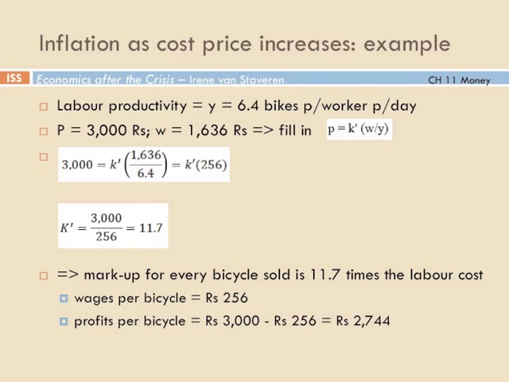The price is a markup, that's a profit rate, over the ratio of the wage rate over the output, the productivity. So fill in 3,000, that's the price, is K prime, that's the markup, we don't know. That multiplied by the wage rate over the productivity, so we get K prime multiplied by 256. Now we can calculate K prime, because that's 3,000 divided by 256 is 11.7. That's the markup.